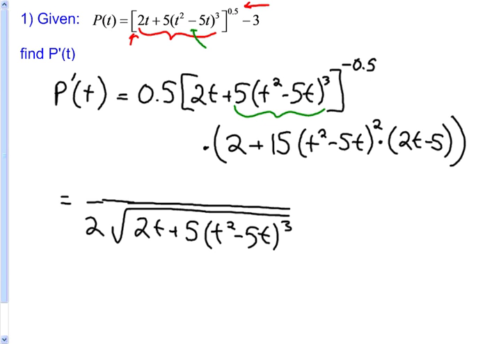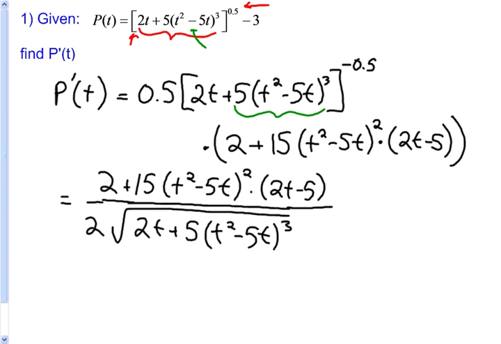And then up in the numerator, we're going to have this term of 2 plus 15 times t squared minus 5t squared times 2t minus 5. And that is going to be our final expression for the derivative.